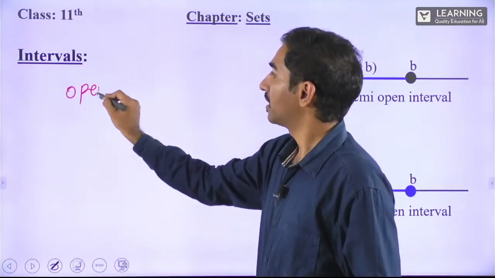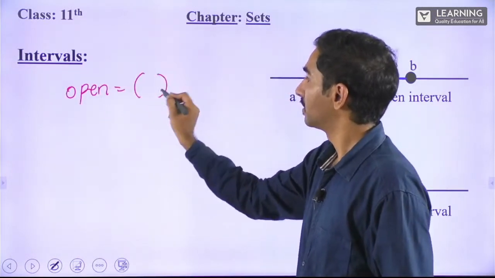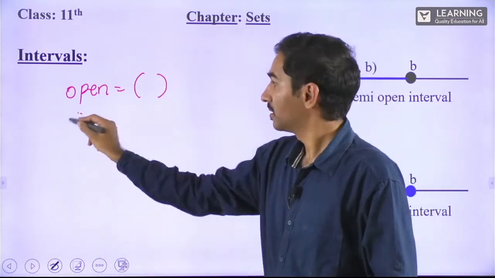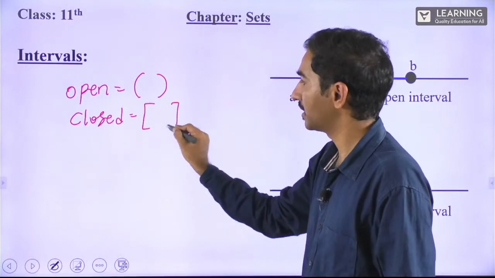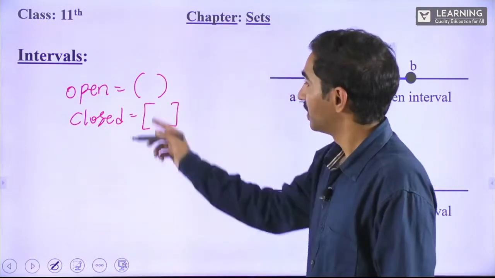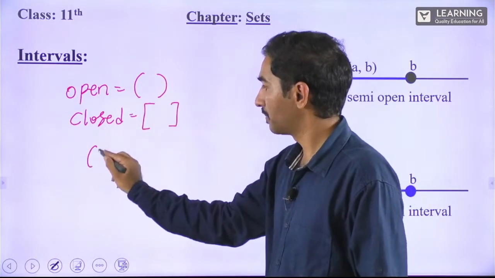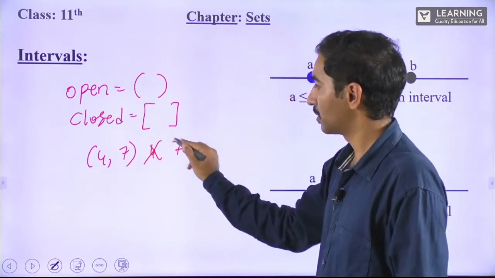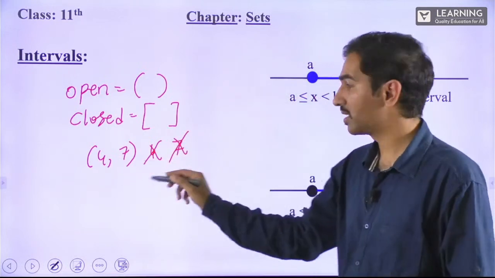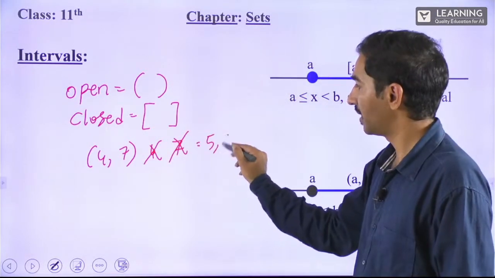Open intervals are represented by curved brackets like this. Closed intervals are represented by square brackets like this. Okay, so open interval, any number, for example (4, 7). 4 is not included, 7 is also not included. In between values are included, that is nothing but 5 and 6.